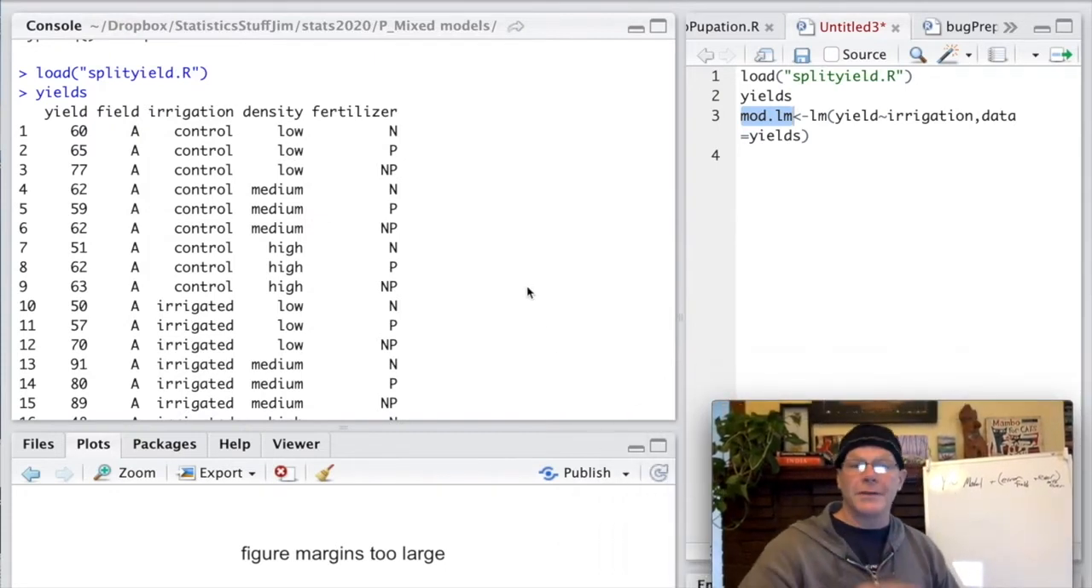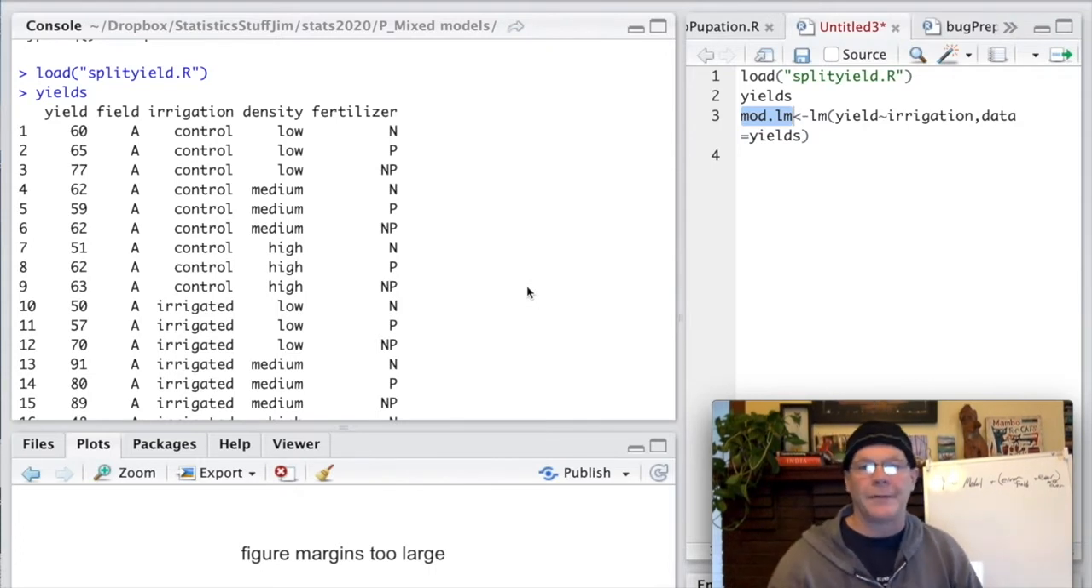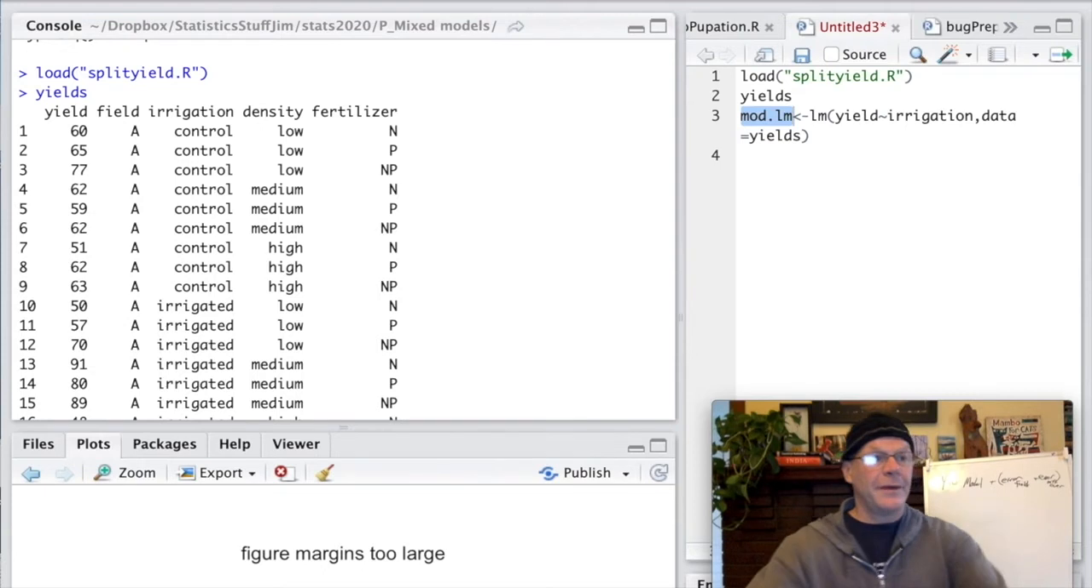Oh, and I will mention that this type of design, where we've redone this experiment 4 different times across all of those fields, is what's often referred to as a blocked design. And so each block here, each field, is receiving all of the possible treatment combinations. Okay.